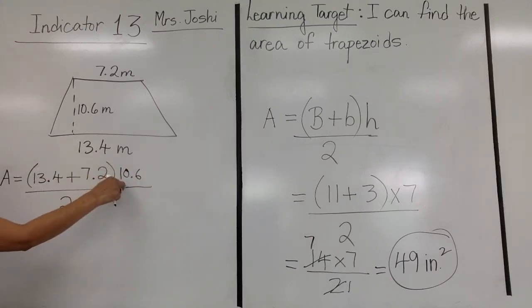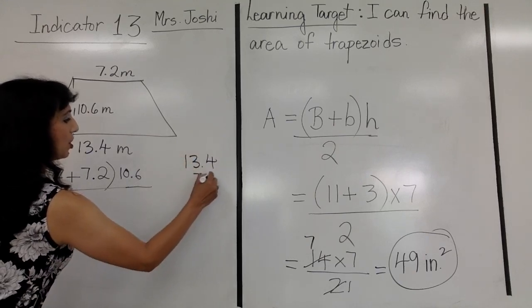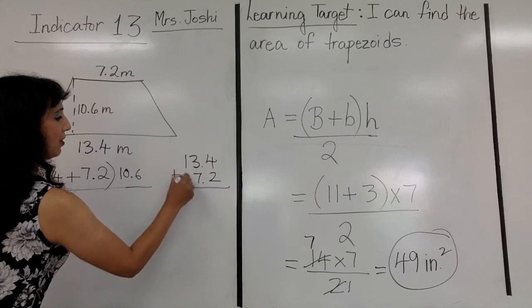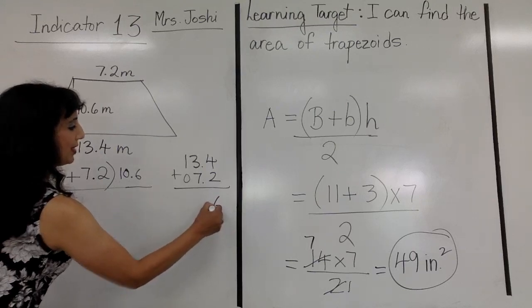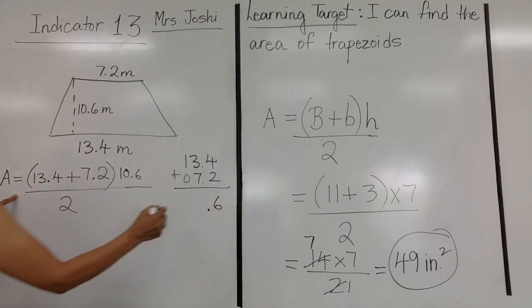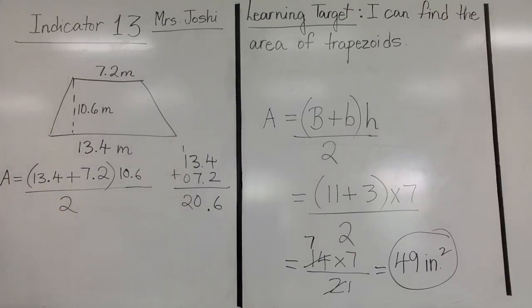Please remember, when it's outside the parentheses with no operator in the middle, that means it's multiplication. So if I take 13 and 4/10 and 7 and 2/10, you know how to add decimals by now because we've done this. Decimal under decimal, so same place values, please align. 4 plus 2 is 6, 7 plus 3 is 10, and carry over 1, so 20 and 6/10. So this is going to give me 20 and 6/10 divided by 2 times 10 and 6/10.